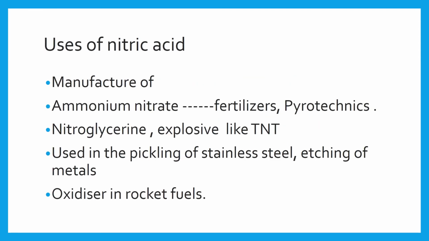What are the uses of nitric acid? You find that nitric acid is used for a variety of nitrogen products. Mainly it is used for making fertilizers and pyrotechnics. The main being ammonium nitrate. Certain explosives like TNT and nitroglycerin are also produced from nitric acid. It is also used for pickling of stainless steel, etching of metals, and it is also found to be used as an oxidizer in rocket fuels.